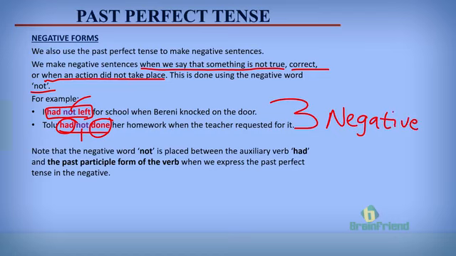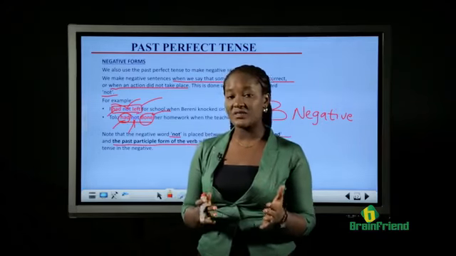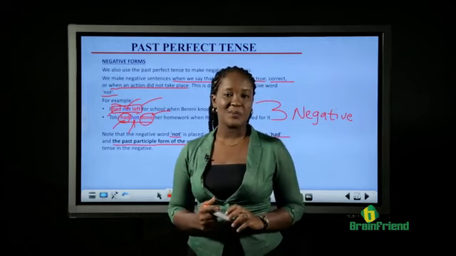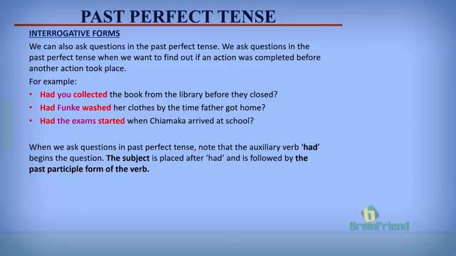Now note that the negative word not is placed between the auxiliary verb had and the past participle form of the verb. This happens when we express sentences in the negative. If you look at the examples on the board, we find that the negative word not occurs between had and the past participle verb. This is how we express negative sentences in the past perfect tense.